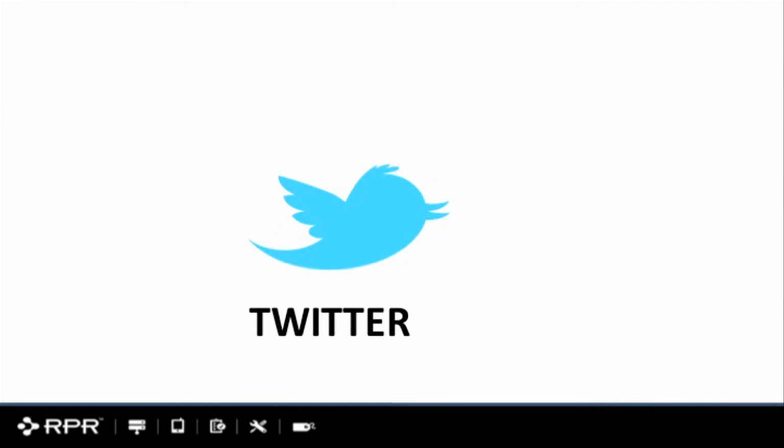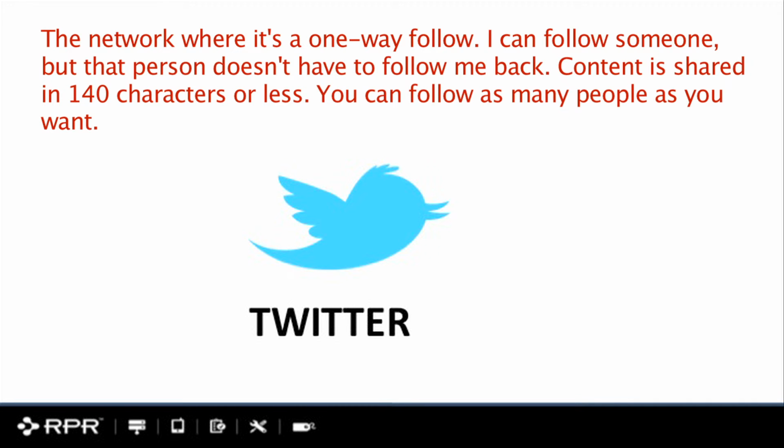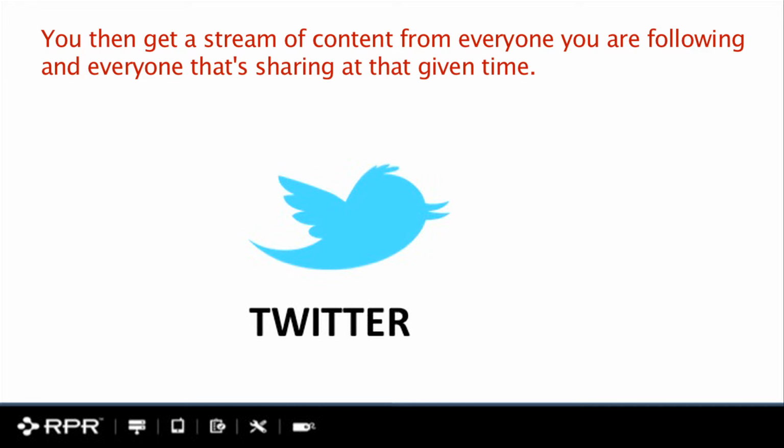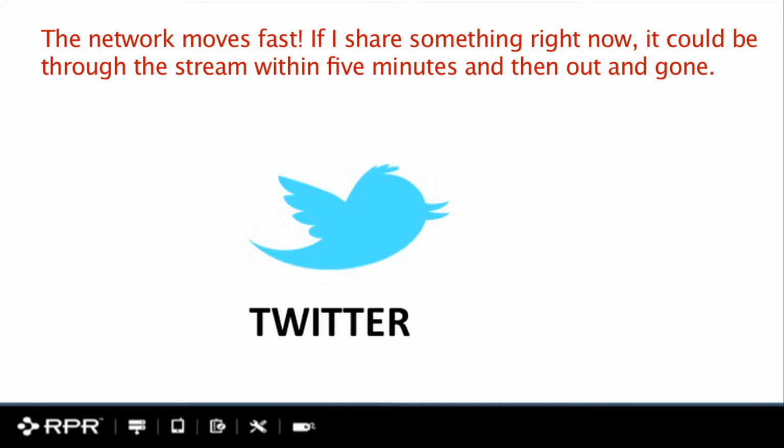So here we are with Twitter. Remember, for anyone that doesn't know, that Twitter thing where you always see a little birdie, that's that network where you follow somebody. It's a one-way follow, so essentially I can follow Jeff, but Jeff doesn't have to follow me back. They share content in 140 characters or less, and I can follow as many people as I want. And then I get this stream of content that's everybody I'm following and everybody that's sharing at that given time. The network moves fast, though, okay? So when I say fast, if I share something right now, it could be through the stream within 5 minutes and out and gone, okay?